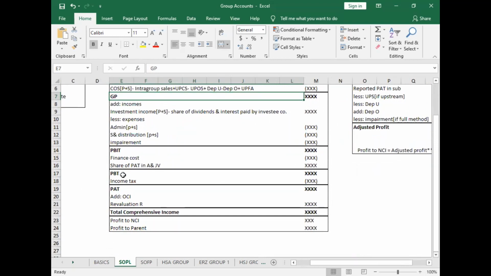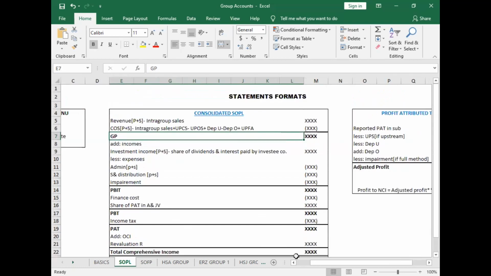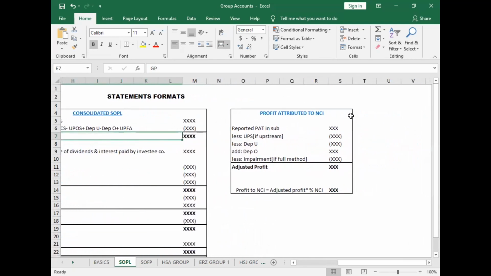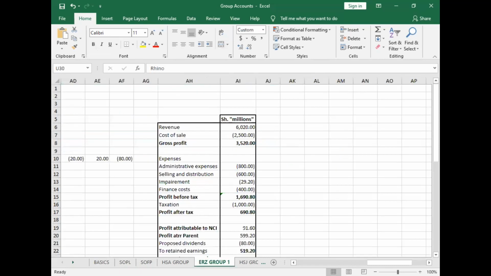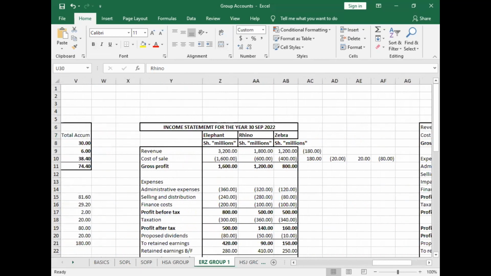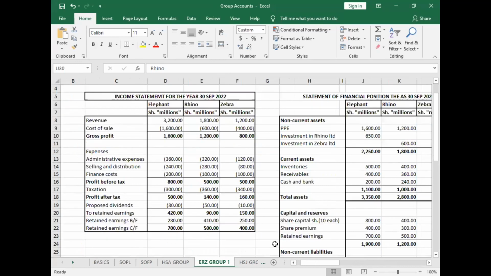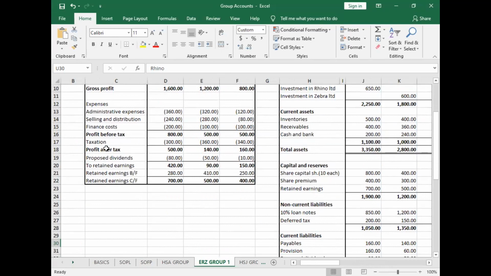Then you come to profit before you go to OCI, when you are presenting the comprehensive income statement, isn't it? Here, the adjustment that becomes very disturbing to people is the profit attributable to NCI. To calculate the profit attributable to NCI, it will be the reported profit after tax in the subsidiary, isn't it? For example, in this question we had tackled, but we'll just repeat. You can see profit after tax, the NCI reported 140, isn't it?